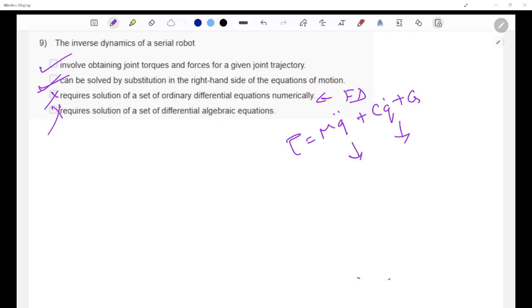Okay. Any confusion here? Let me check the chat box once. Okay, I think you guys are answering in the chat box, but I'm not able to see it, so that's fine. Let's move to the next question.